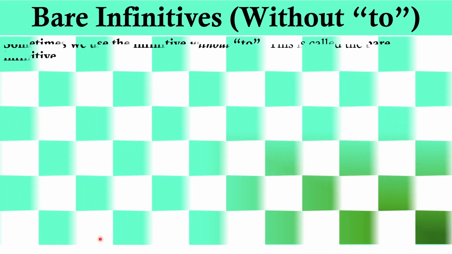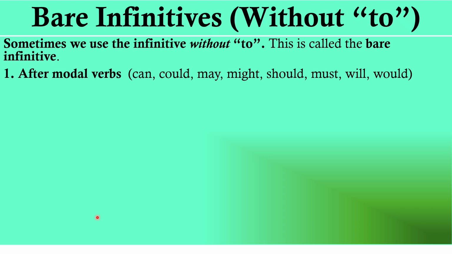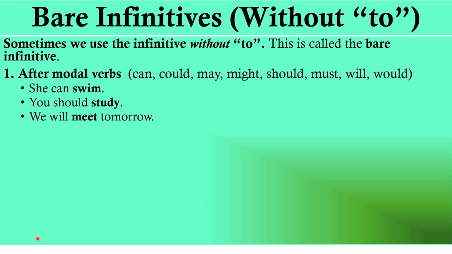Sometimes we use the infinitive without the word to. This form is called the bare infinitive, and it appears in a few very common situations. The first one is after modal verbs, such as can, could, may, might, should, must, will, and would. For example, she can swim. You should study. We will meet tomorrow.